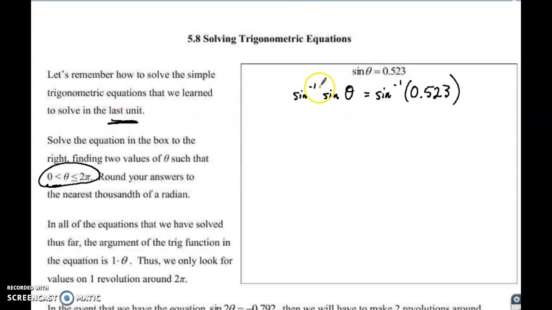So here's just a reminder. What I'm doing is taking the inverse sine of both sides. That way the inverse sine will cancel out with this sine, and you're left with theta. For right now, I just want you to go to your calculator. If you see degrees, then we're in degrees. In this problem, we're in radians.